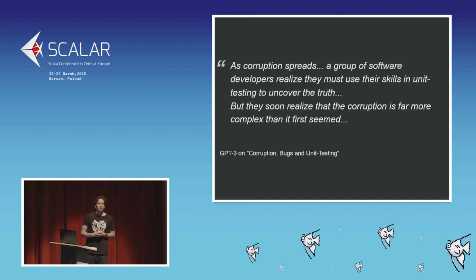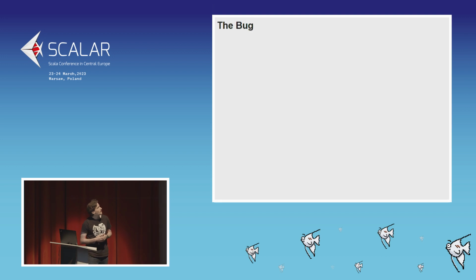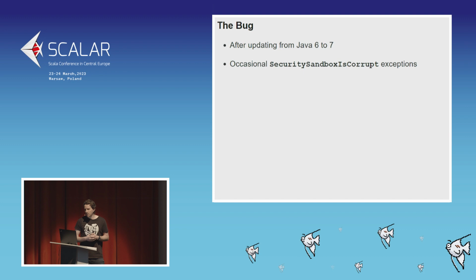So now that you're familiar with the high-level overview of the system, we can actually dive into our production bug. Okay, so the bug: one day we get a bug report. It looks like the following. Since recently updating from Java 6 to Java 7, about time, seem to be living in the past. I heard there's Java 21 now or something, I don't know. We started getting occasional exceptions about the security sandbox getting corrupt. And that's it, no other clues.